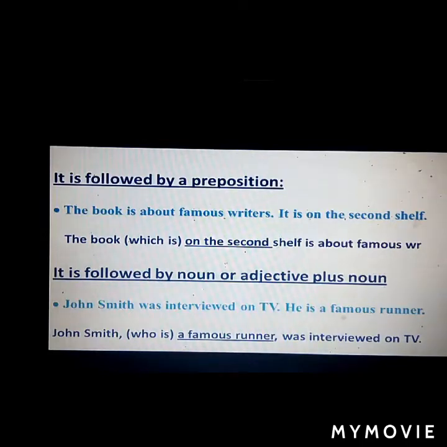يبقى لو في preposition هنحذف relative pronoun و verb to be. لو في noun أو adjective plus noun هنحذف relative pronoun و verb to be.